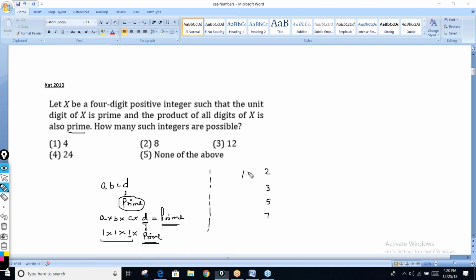So how many such numbers are possible? Only 4 numbers are possible, because these three digits cannot be anything else except 1. So these are the only 4 numbers. Okay, so that was an easy question, should be done within 30 seconds. This digit is prime and the product is also prime, only possible when the other three digits are 1. Okay, option 1 is the answer. Come to the next one.